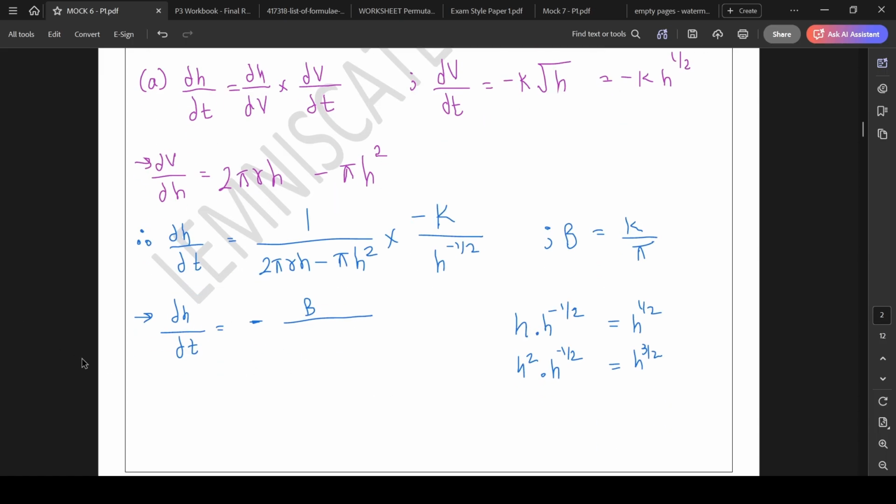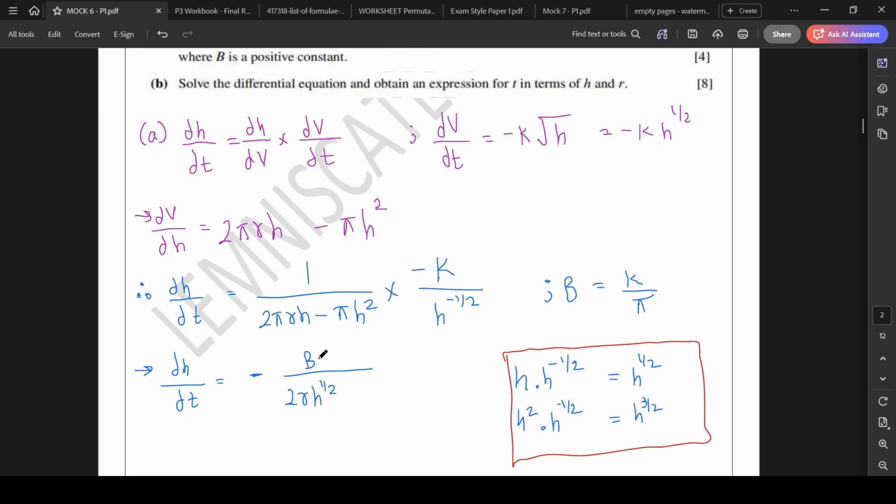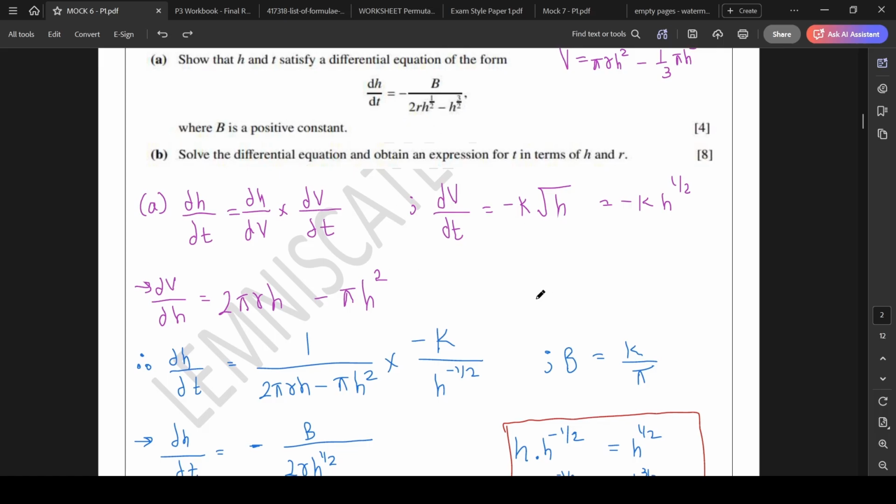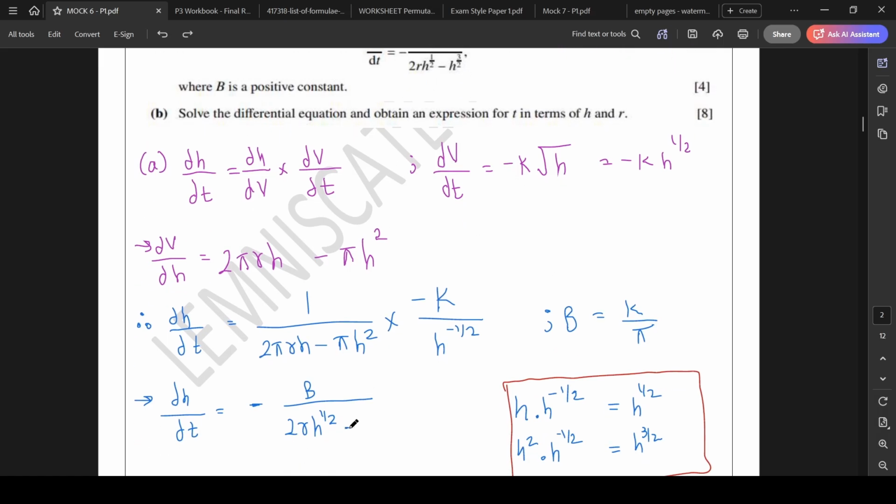This is just the extra work that I'm doing over here to show my working, that how did I get to the final conclusion over here. So 2 into r into h to the power of half. Let me see if this is what they had. Yeah, so it means that we are almost done. Minus, now this will be multiplied with this, and we'll get h to the power of 3 by 2 as we wanted. So that is how we are saying that we are done with this first part of this question.